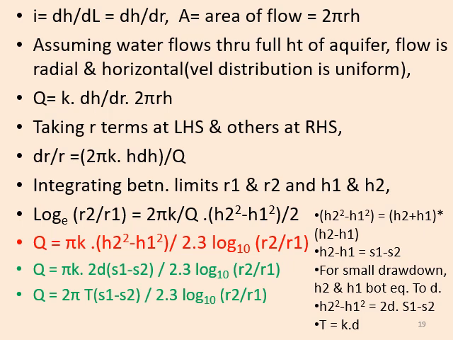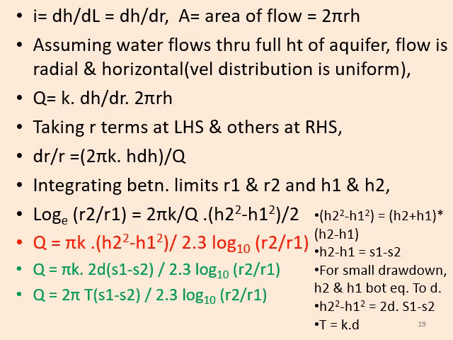So we can write H2 square minus H1 square, which means H2 plus H1, means 2D, into S1 minus S2. Otherwise, we can also write that T equals K into D. We know transmissivity equals the coefficient of permeability into the full depth of the aquifer.